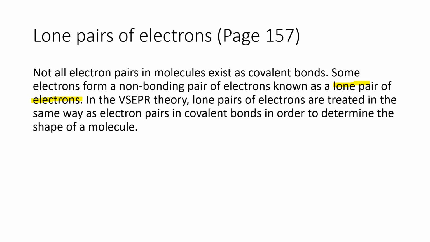Basically, if the valence electrons are not being bonded in any way, they are known as the lone pairs of electrons. So it says here, in the VSEPR theory, lone pairs of electrons are treated in the same way as electron pairs in covalent bond in order to determine the shape of molecule. I'm just going to move on to the next slide.